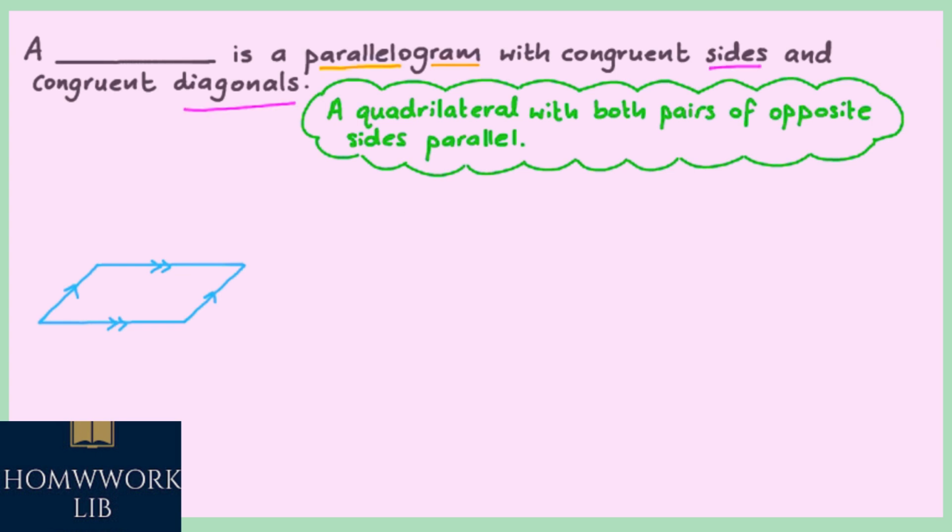As we are considering the properties of parallelograms that relate to the sides and diagonals, let's think about the properties relating to these features that we know are true for all parallelograms. In every parallelogram, we know that opposite sides are congruent. That's in addition to opposite sides being parallel. And we know that the diagonals bisect each other.